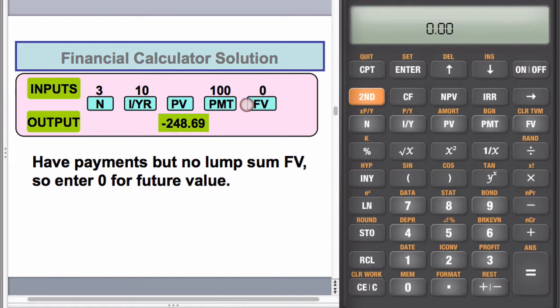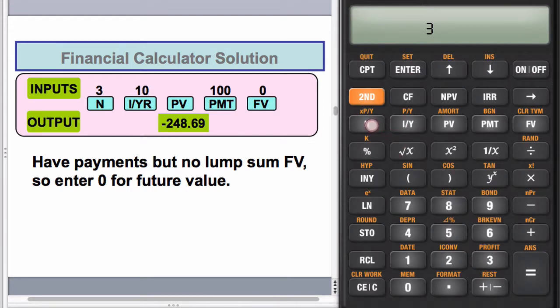The finance calculator solution of this is easy to obtain. You enter these three values. Let's actually do that. So it's 3 years, N equals 3. Remember, you enter the value first and then the associated function key. Interest is 10, payment is 100, future value is 0. Compute present value: minus 248.69. So you have payments but no lump sum future value, so we entered 0 for the future value.